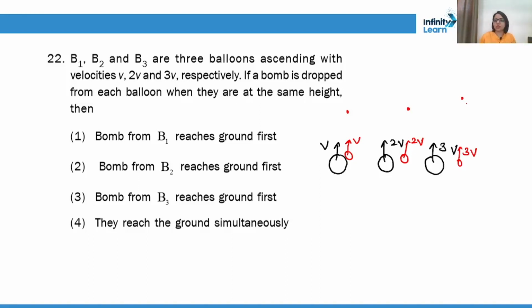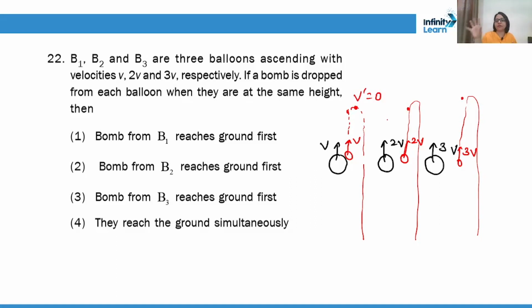At the highest point of its motion, velocity will be 0. So let's calculate the time taken to go up. It will come back like this, and like this, and like this. At the highest point, velocity will be 0 for each and every bomb, right? So acceleration will be minus g, downwards. So we can apply this equation.